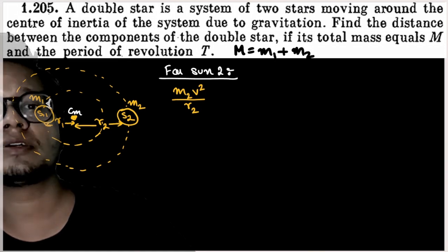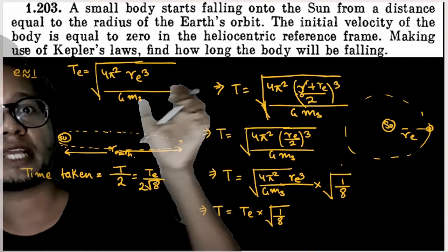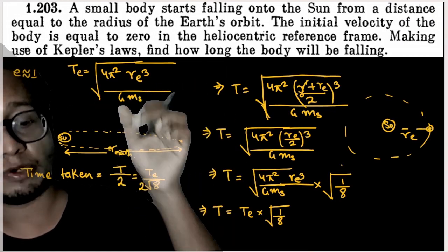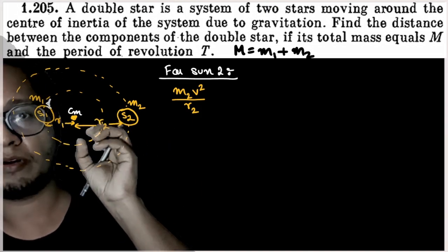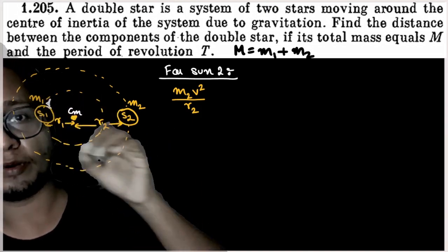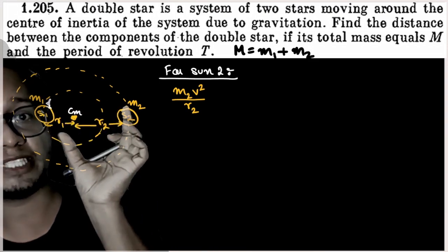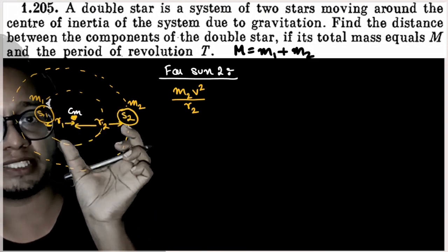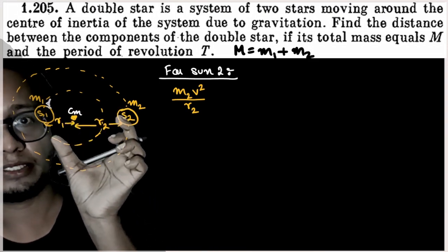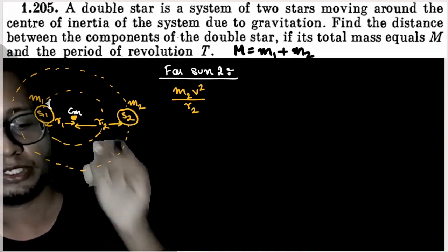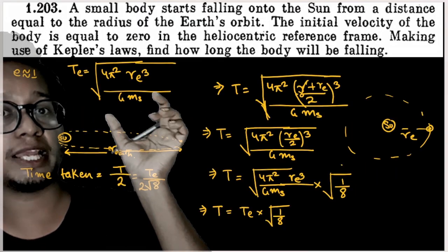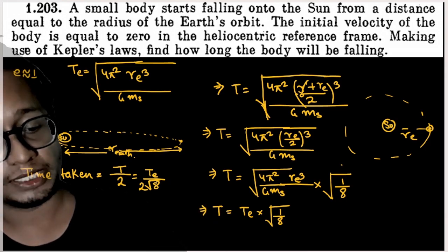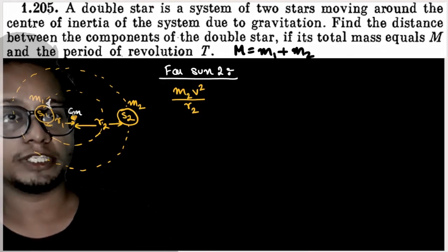Now some of you might ask, sir, why aren't you using this formula for time period? This formula for time period was derived with the assumption that the central body is much heavier than the revolving object or object in orbit. But out here, that is not the scenario. Both the stars are comparable in mass, so they'll rotate about the center of mass. Whenever you are using Kepler's law, make sure Kepler's law has an assumption that the parent body is much heavier than the orbiting body.